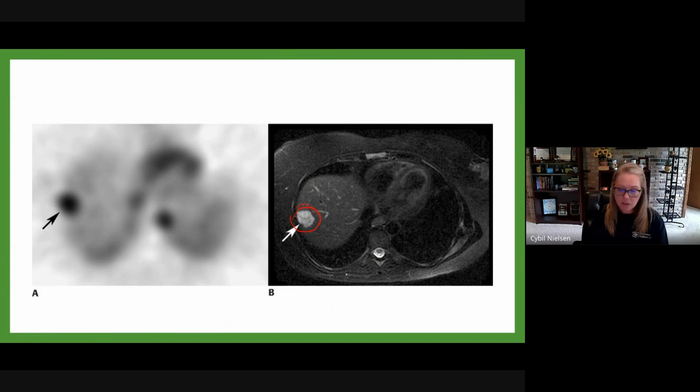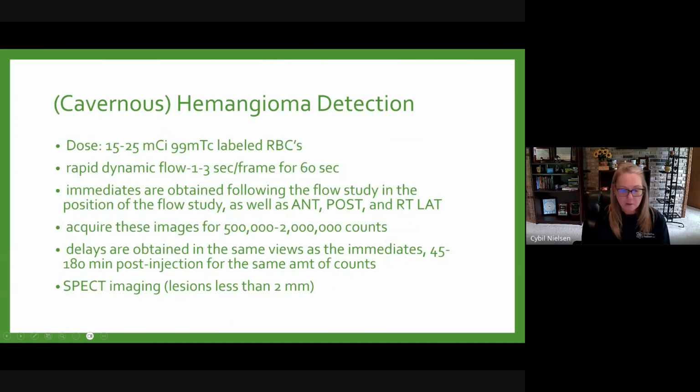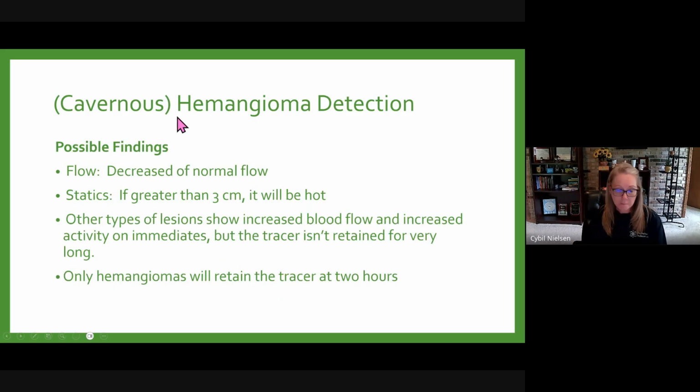This is what it looks like on the CT scan, and there it is on the hemangioma scan. So again, it's very vascular, so it's going to have a lot of blood flow to it. So that's why we use labeled red blood cells. Again, there's the tumor, and there's the hemangioma scan. 15 to 25 millicuries of Tc-labeled red blood cells. You're going to inject, acquire images. You can do dynamic images, you can do static images, and you could also do SPECT images.